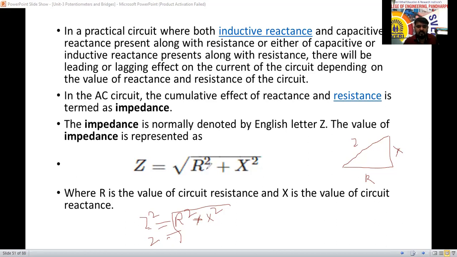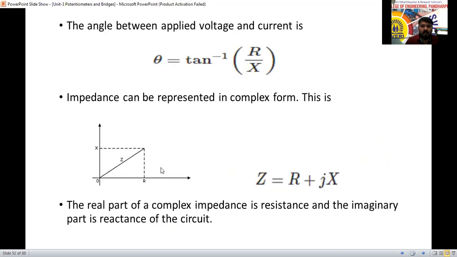Is it correct? So Z square equal to R square plus X square, so Z equal to square root of R square plus X square. And for the same triangle, I don't know how many of you remember adjacent, opposite and hypotenuse. Do all of you know? Did you study it in mathematics? Yes or no? Yes, sir. This is called adjacent, this is called opposite, this is called hypotenuse here.